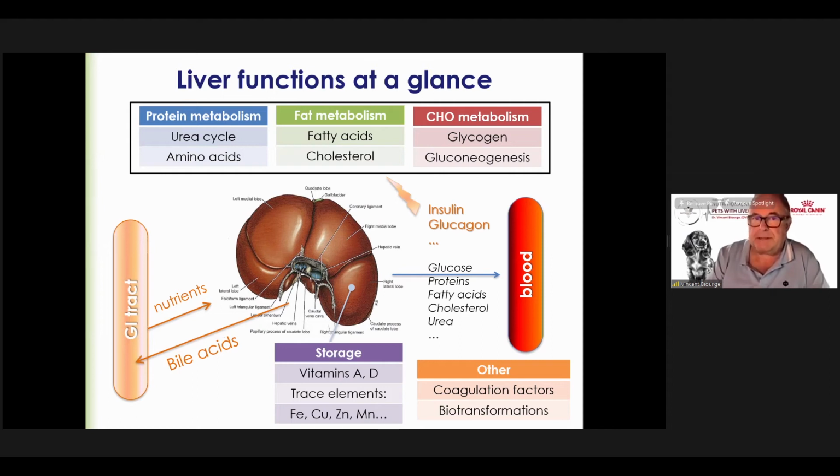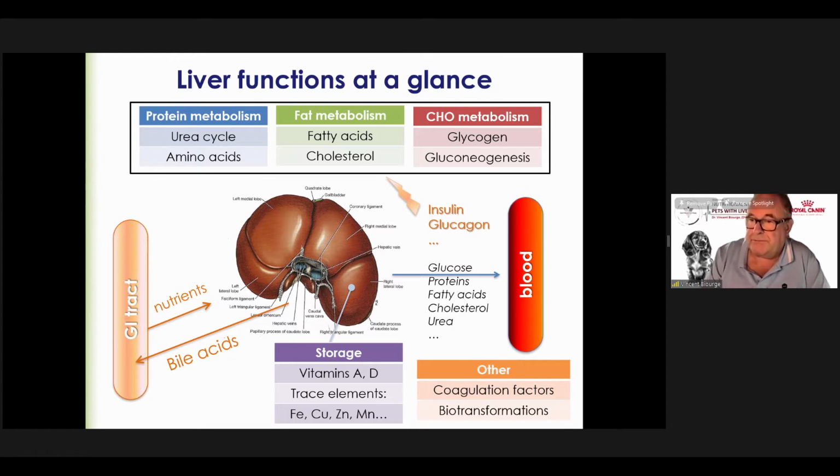can be metabolized. For example, for protein, it is in the liver that ammonia, which is a product of amino acid degradation, is detoxified to make urea. Also, the liver is responsible for maintaining the level of amino acids in the plasma. If it's too high, the liver will degrade amino acids. If it's too low, the liver will produce amino acids that are necessary to maintain that level.